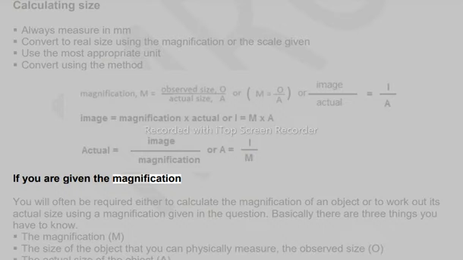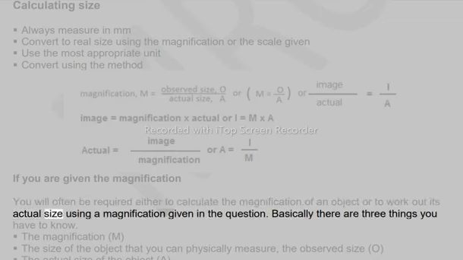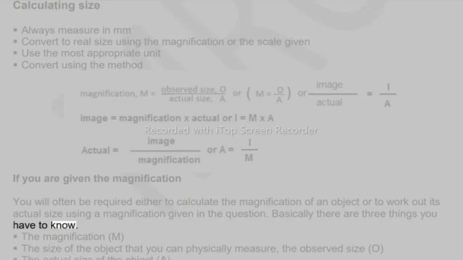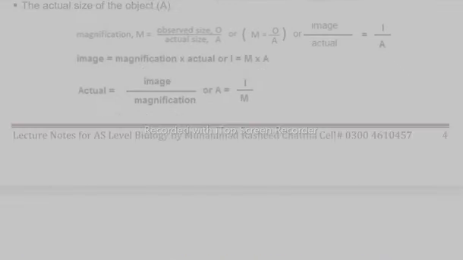If you are given the magnification, you will often be required either to calculate the magnification of an object or to work out its actual size using a magnification given in the question. Basically, there are three things you have to know. The magnification, m, the size of the object that you can physically measure, the observed size, o, the actual size of the object, a.